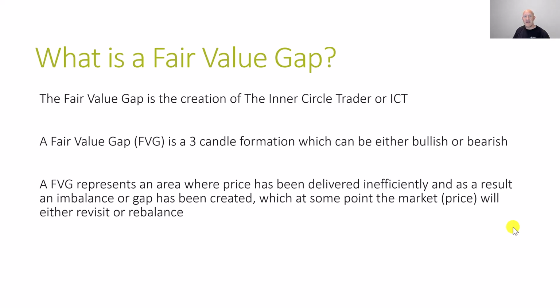A fair value gap is the creation of ICT, or the Inner Circle Trader, and a fair value gap is a 3-candle formation that can be either bullish or bearish. Essentially a fair value gap represents an area where price is being delivered inefficiently, and as a result the imbalance or the gap is created, and at some point the market or price will go back and revisit that gap or rebalance that imbalance.